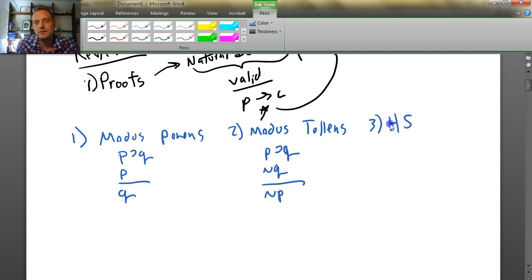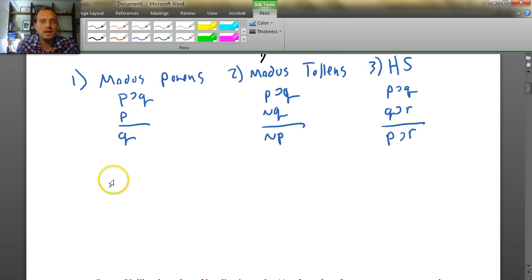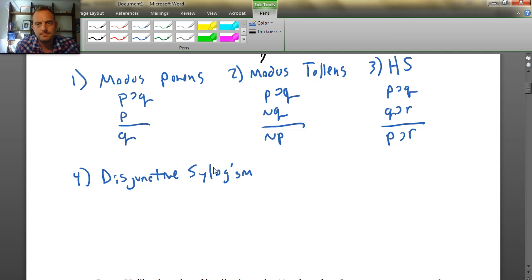The hypothetical syllogism says if you have P then Q, if Q then R, you can conclude if P then R, where the Q essentially operates as the middle term. But after the hypothetical syllogism, number 4 here, we used the disjunctive syllogism. Sorry about that. Sometimes this Microsoft Word just doesn't work. The disjunctive syllogism looks like this. If you have either P or Q, and you don't have P, it follows that you must have Q.